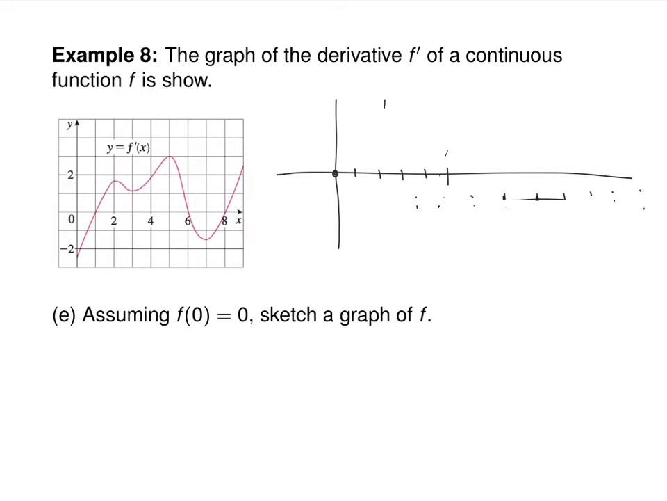One, 2, 3, 4, 5, 6, 7, 8, 9. Okay. That's a problem when I don't have my stuff in front of me. So there are critical numbers at x equals 1, 6, and 8, right? And there are inflection points at what numbers? 2, 3, 5, and 7. There we go, that'll help.